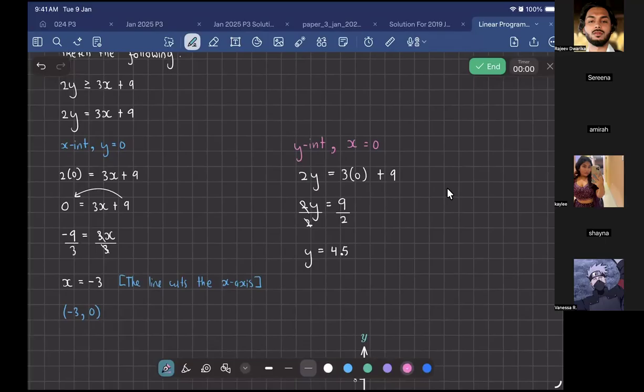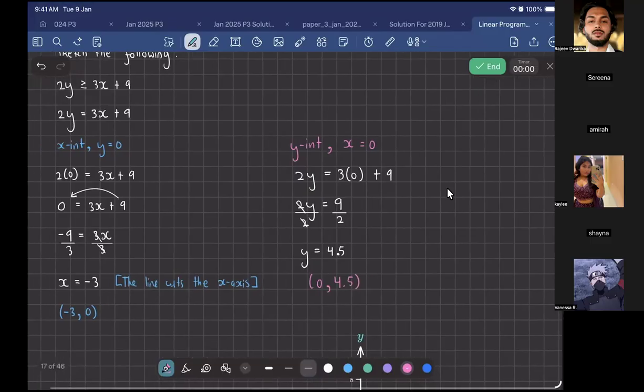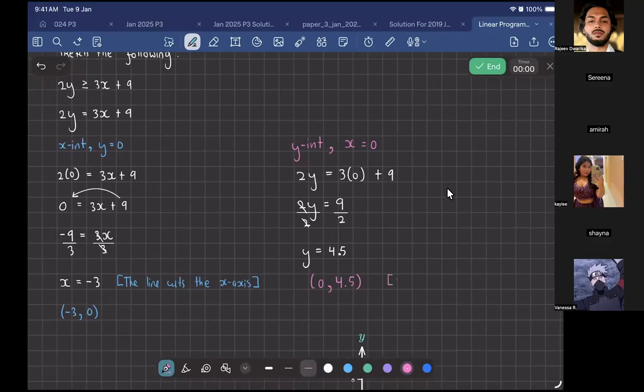Right? And if I wanted to write a point for this, what would I write for the point itself? 0, 4.5. Excellent. And this is where the line cuts the... Talk to me. This is where the line cuts the y-axis. Right. Great.